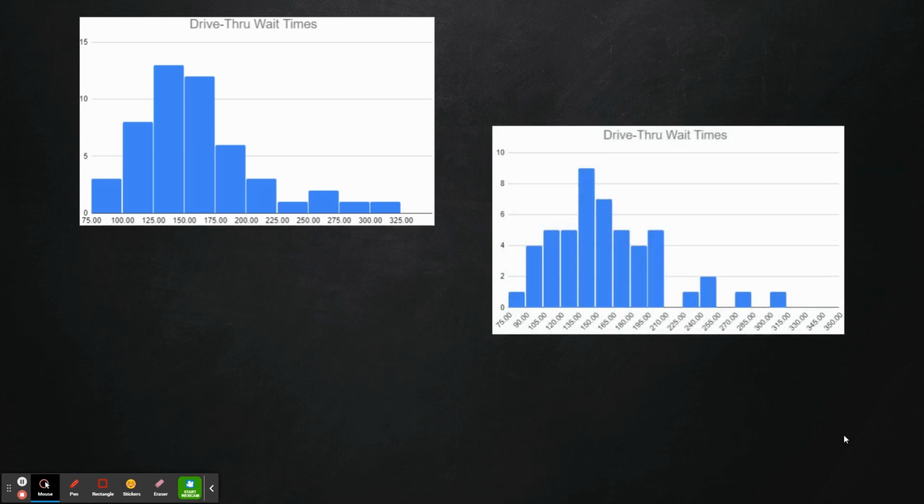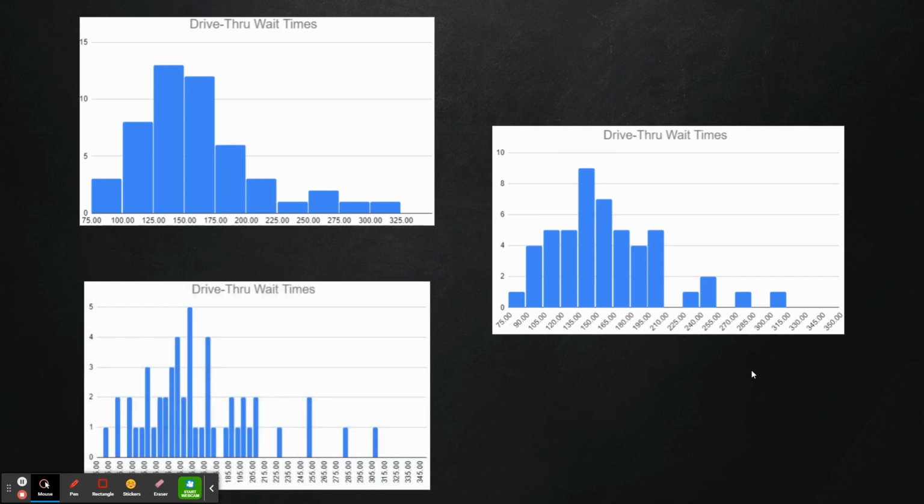Well, we could go down to bin widths of 15. Getting a little bit messy here, but not bad. We can still see a general shape to the data. Now, if we went down to bin widths of 10, you can see there's just way too many bars here. There's a bunch of gaps in between. We're getting too into the details here.